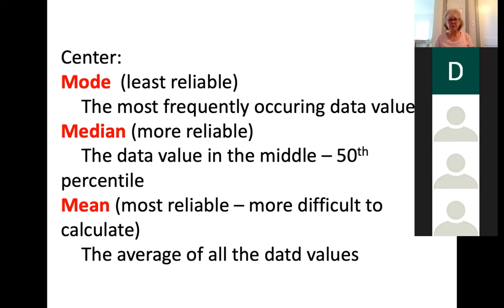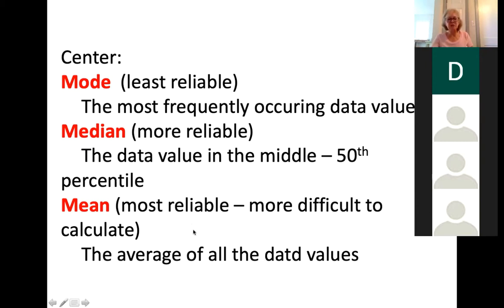The problem is you don't know anything about the students that are on the high end. Maybe 5 people got 100, and you'll never know that because all I'm telling you is the median. Maybe 2 or 3 people got a 42 or 43, and you'll never know that because I only gave you the middle value. The mean is the most reliable.